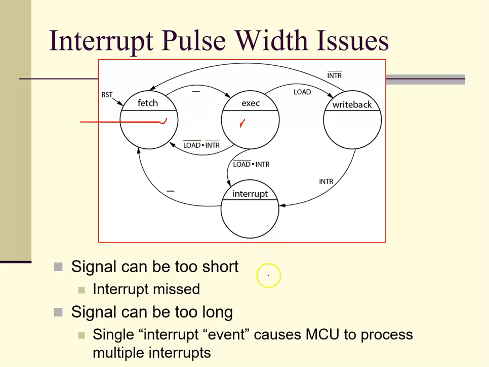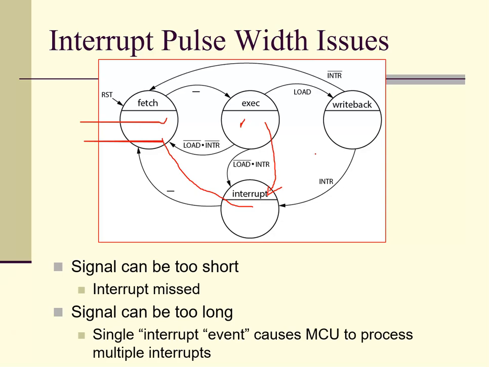So that's too short, but the interrupt can also be too long. The issue with the interrupt being too long is that it could catch the interrupt, but it can come back here to the fetch state and the execute state or whatever, and still see that interrupt there. And so it may go right back into an interrupt state for a second time based on that first interrupt. That's probably not what you want. So these signals can be too short and too long if you're connecting a signal to an interrupt.